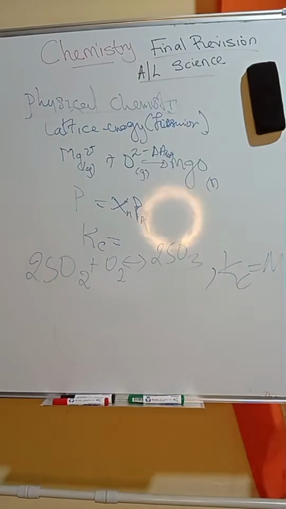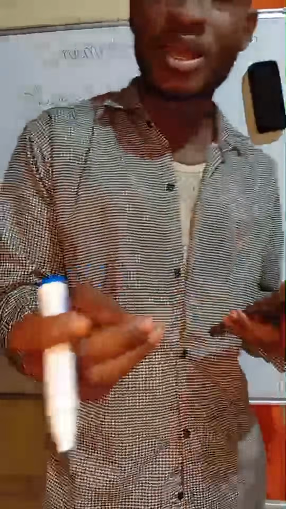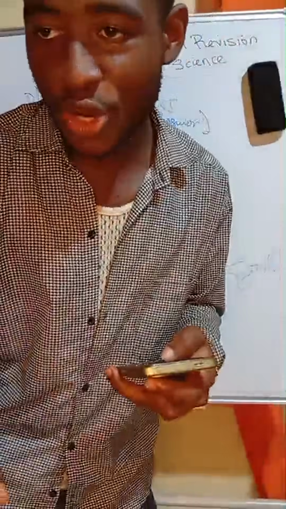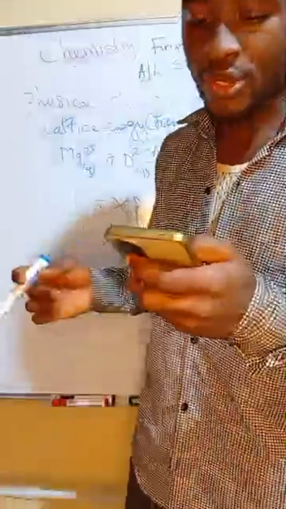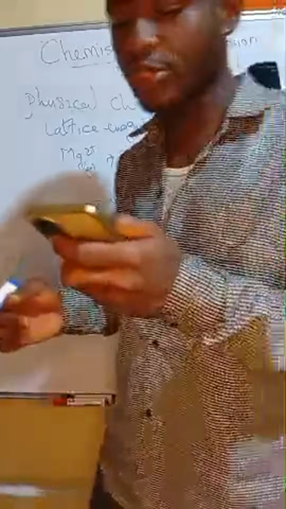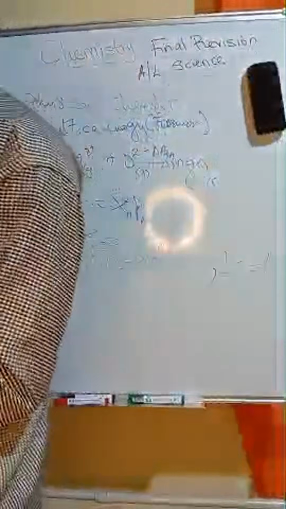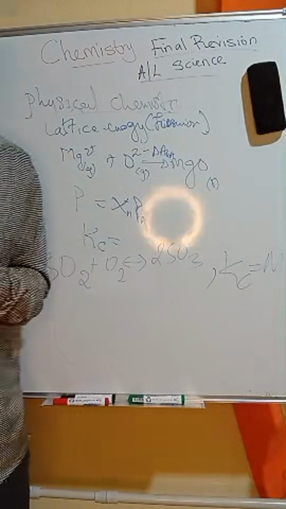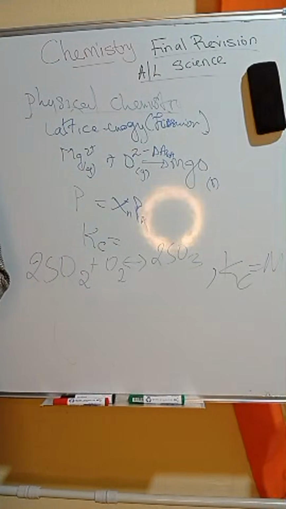So what am I saying? I'm saying that at a higher pressure, the equilibrium position shifts to where there are fewer molecules. At a lower pressure, the equilibrium position shifts to where there are more molecules. So what we are trying to say is that the equilibrium position shifts to the right, because at the right there are fewer moles.